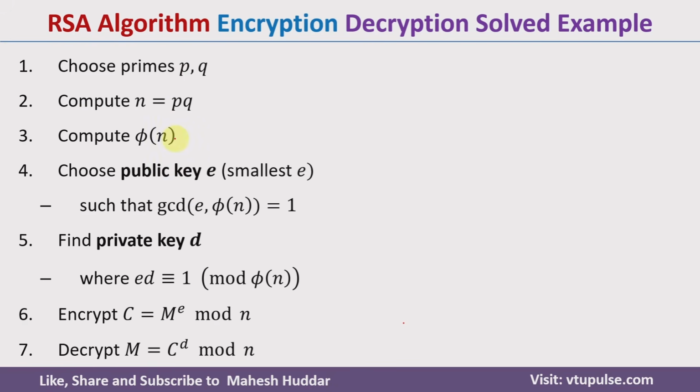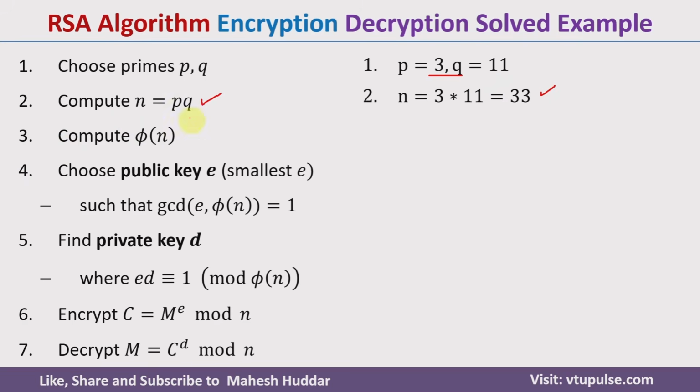So in the first step, we need to choose the prime numbers p and q. These prime numbers are already given to us, that is p is equal to 3 and q is equal to 11. In the next step, we need to find n is equal to p into q. P is 3, Q is 11. So, n will be 3 into 11, which is equal to 33.